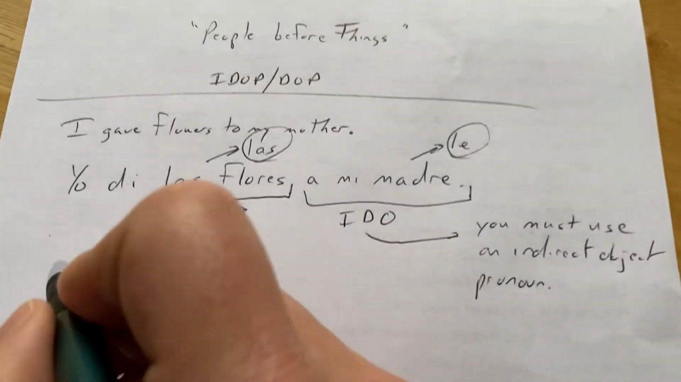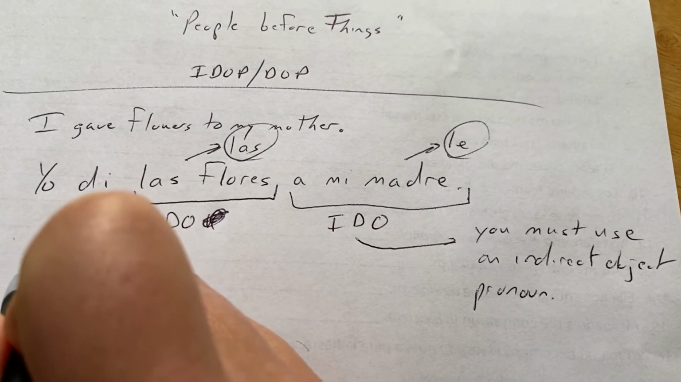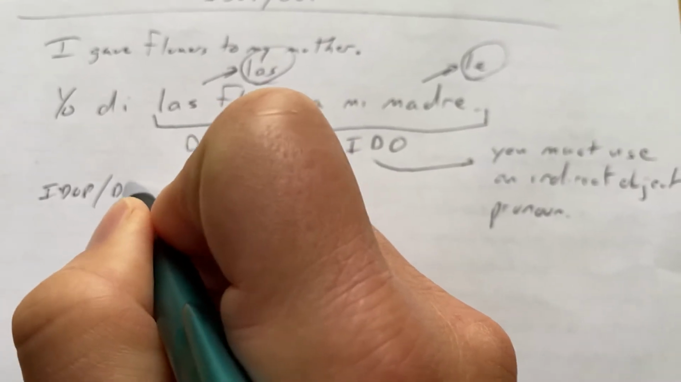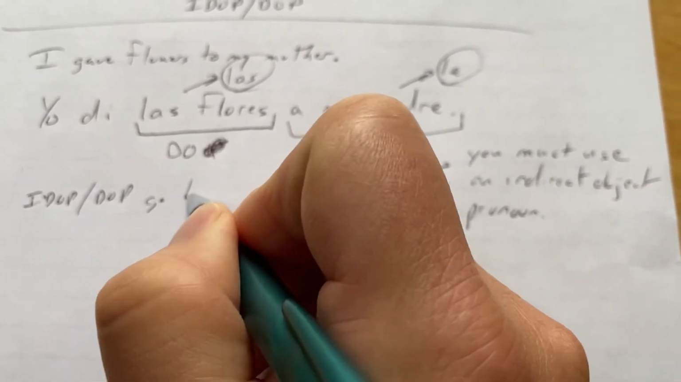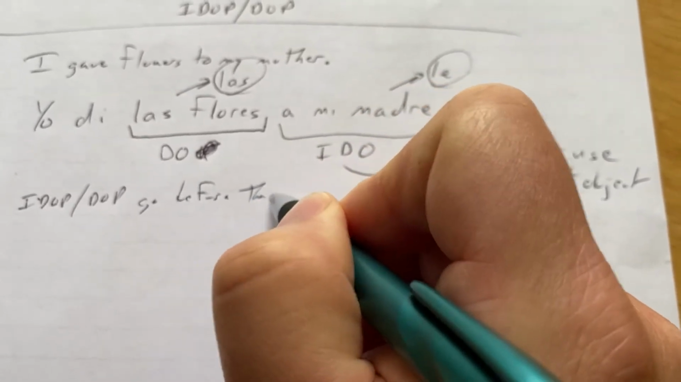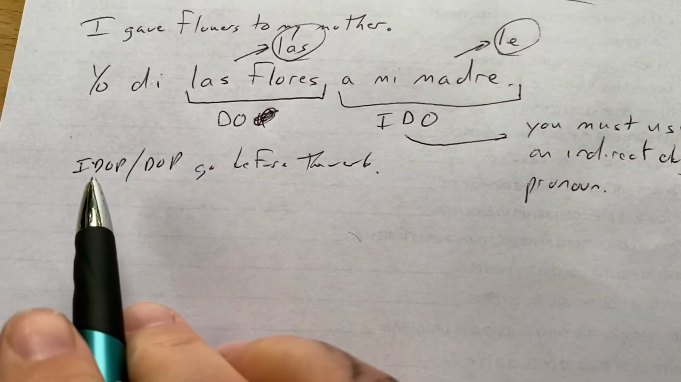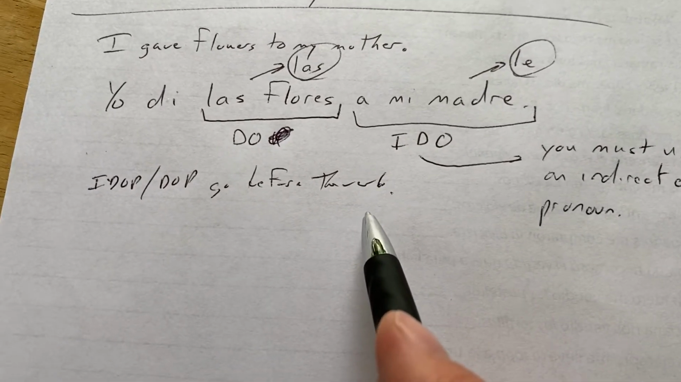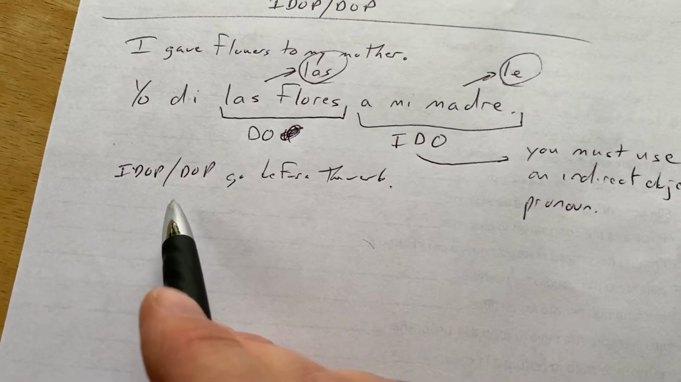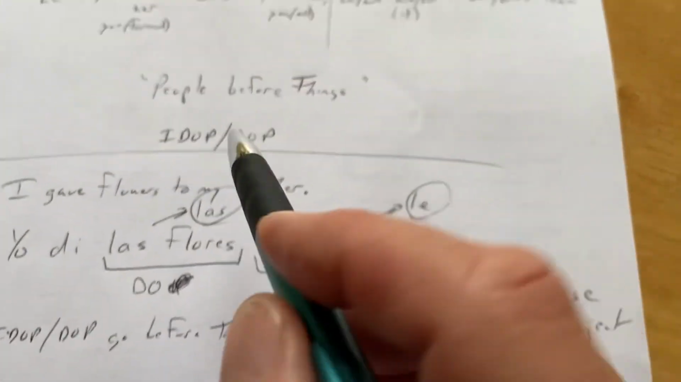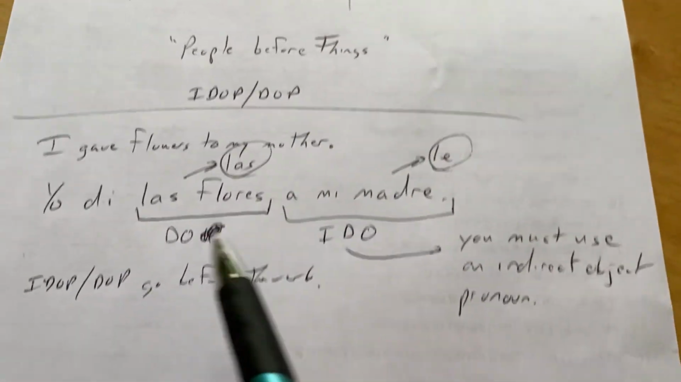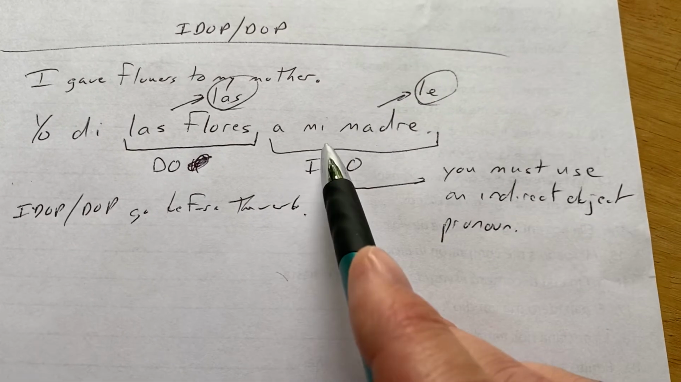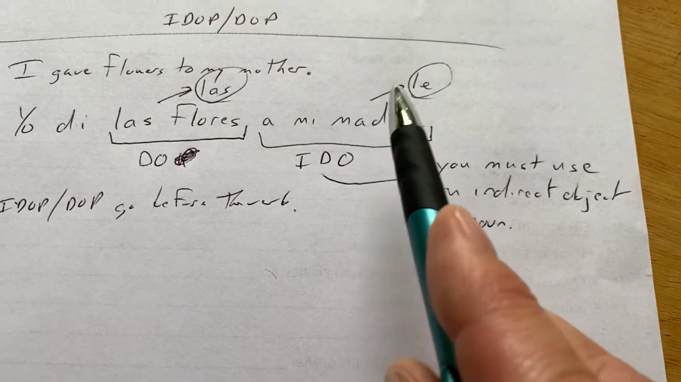Now, I'm going to write something right here, and then I'm going to say it. Okay. So indirect object pronouns and direct object pronouns go before the verb. Now, if you're thinking to yourself, wait, if they both go before the verb, which one comes first? People before things. What are you giving? You're giving flowers. That's the thing. And who is getting this thing? Who is it intended for? It's for my mother, a person.